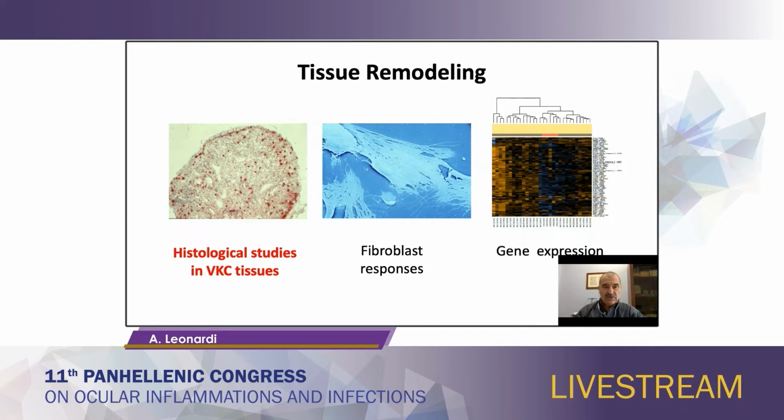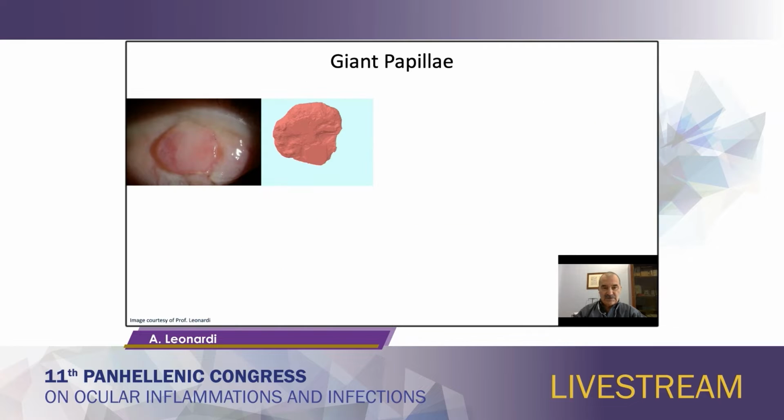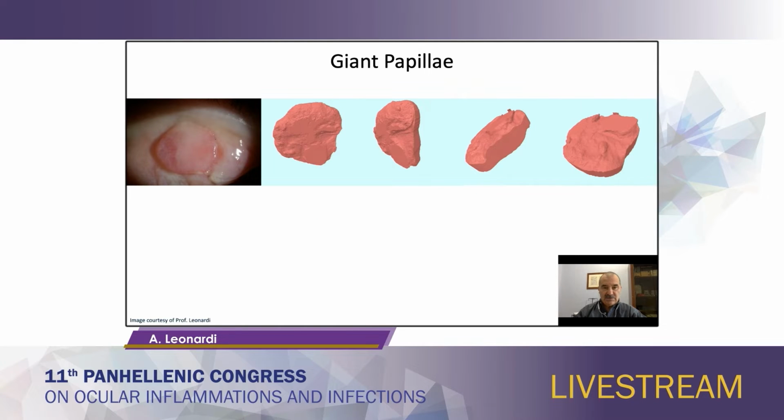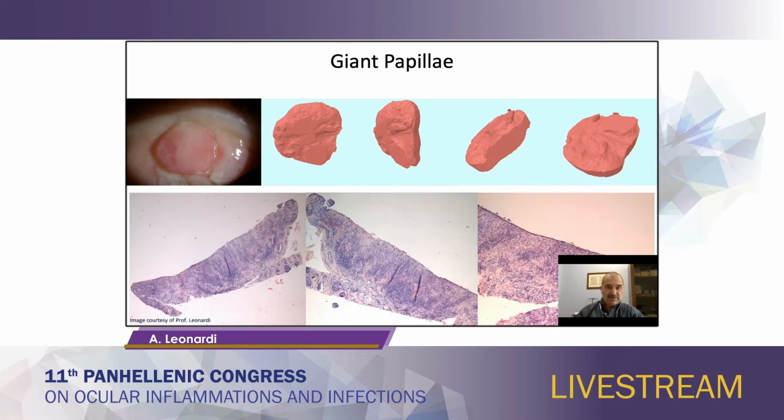Talking about tissue remodeling, I will consider three different aspects: some histological studies we've done in the past, fibroblast response, and some ideas on gene expression. This is the three-dimensional aspect of the giant papilla, in this case a single giant papilla in the upper tarsal conjunctiva, and the histological picture with intense mixed inflammatory cell infiltration.